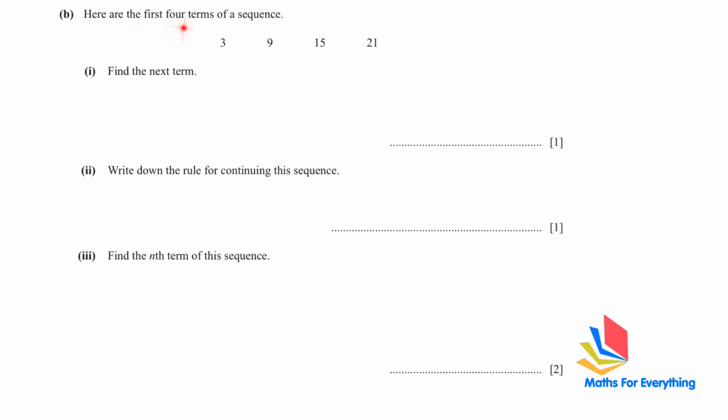We have been given the first 4 terms of a sequence, 3, 9, 15, and 21. Find the next term. The first thing we'll do is find the difference. 3 plus 6 is 9, 9 plus 6, 15, 15 plus 6, 21. So 21 plus 6 will give us 27. Next, write down the rule for continuing this sequence. We saw that we add 6.